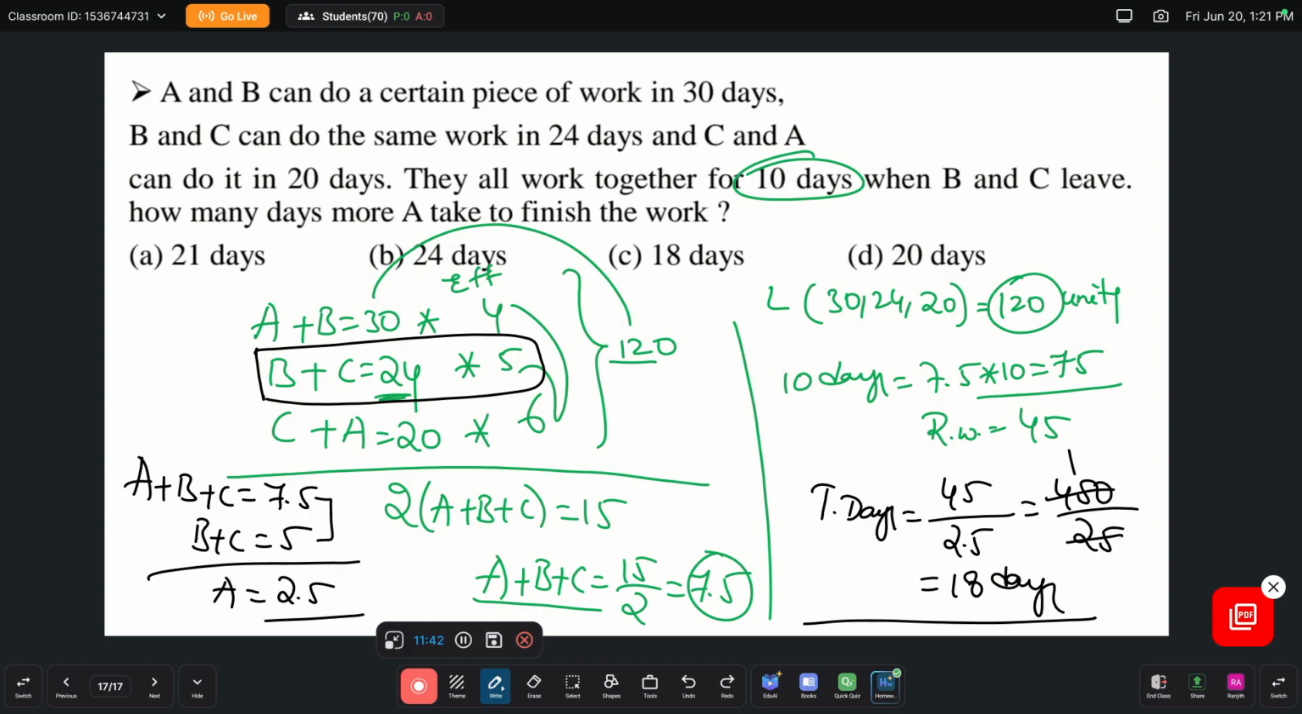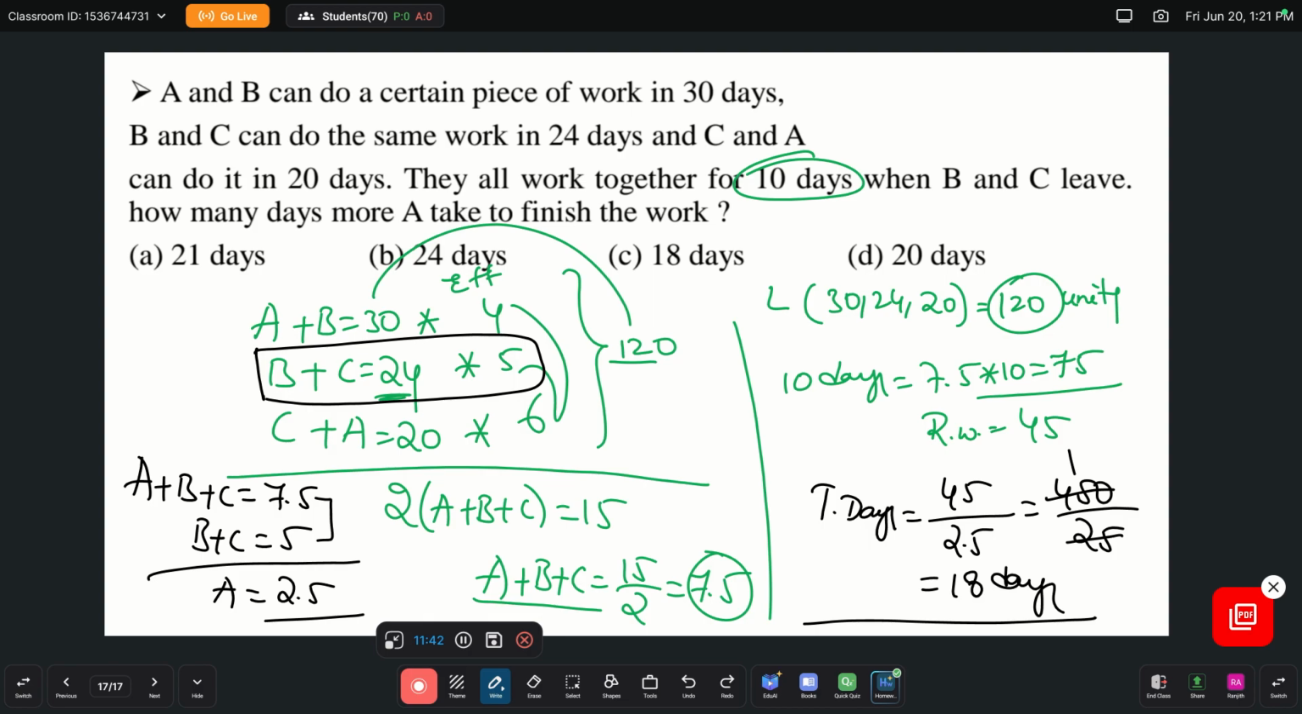Where A plus B plus C equals 7.5, A alone will be A plus B plus C equals 7.5. We need to get A, in the sense we need to subtract B plus C, where B plus C equals 5, and A equals 7.5 minus 5 equals 2.5. Efficiency of A equals 2.5 units.